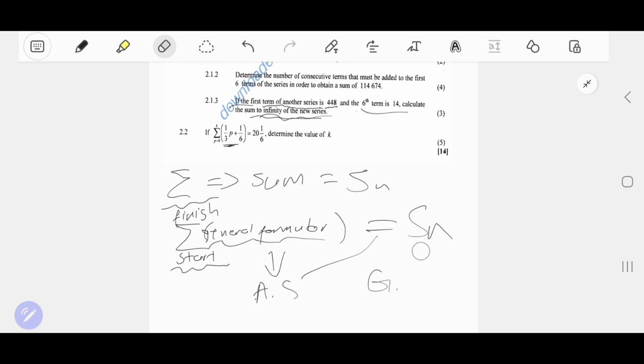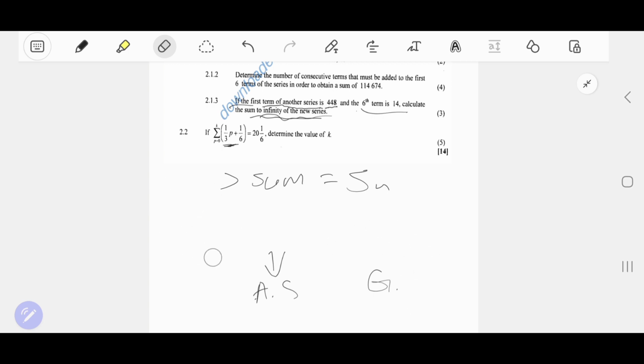Yes. So this is how we're going to attack this question now. So this means now, I know that since this is a question, this represents what? A general formula or term.